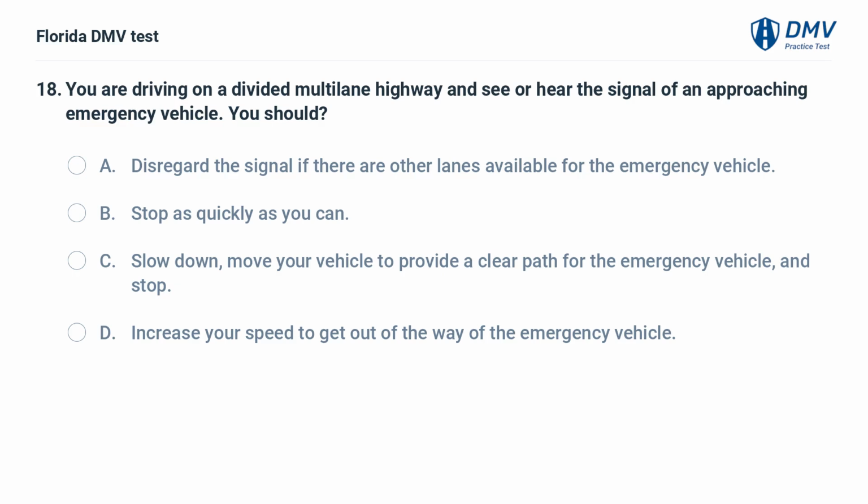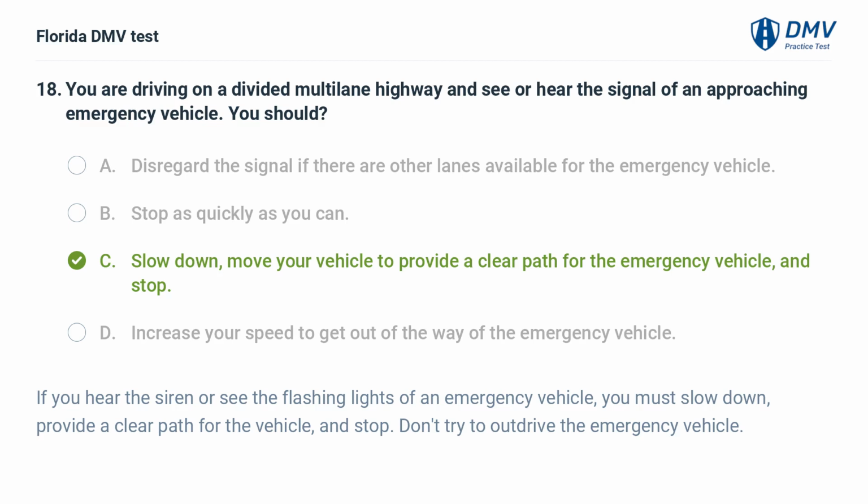You are driving on a divided multi-lane highway and see or hear the signal of an approaching emergency vehicle. You should A. Disregard the signal if there are other lanes available for the emergency vehicle. B. Stop as quickly as you can. C. Slow down, move your vehicle to provide a clear path for the emergency vehicle, and stop. D. Increase your speed to get out of the way of the emergency vehicle. If you hear the siren or see the flashing lights of an emergency vehicle, you must slow down, provide a clear path for the vehicle, and stop. Don't try to outdrive the emergency vehicle.